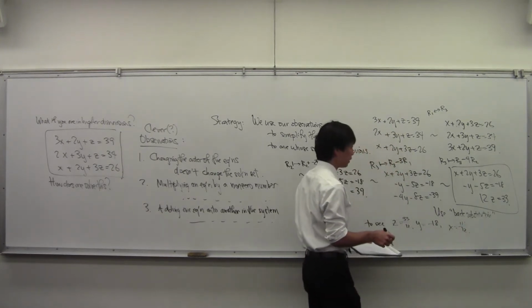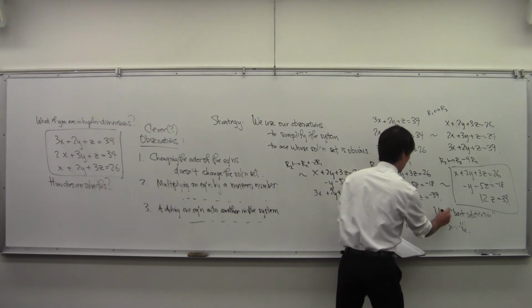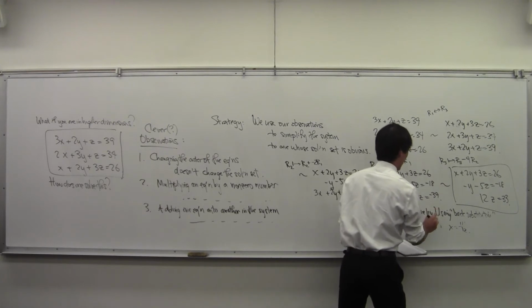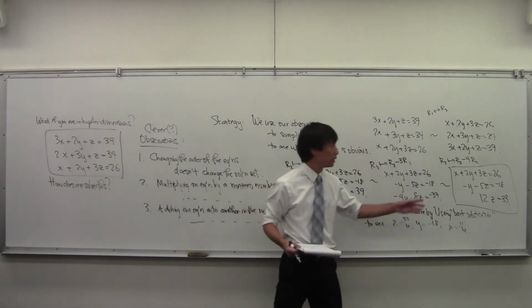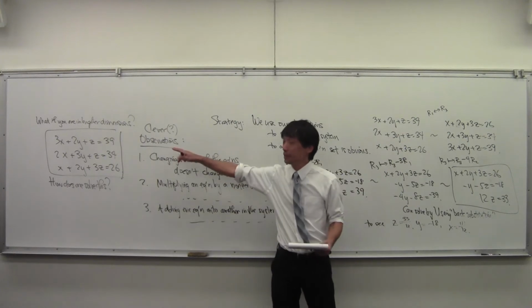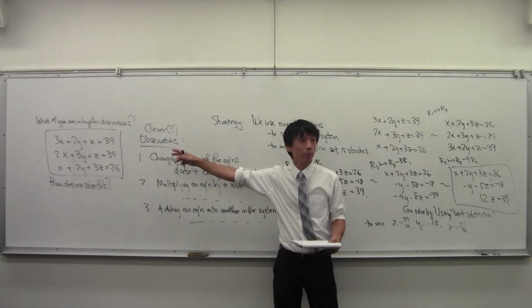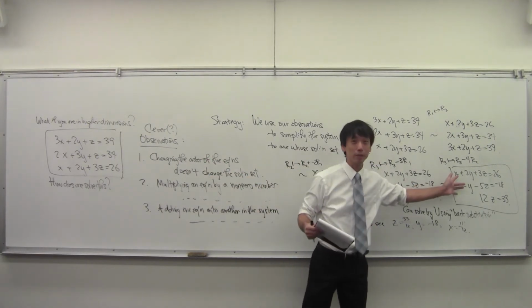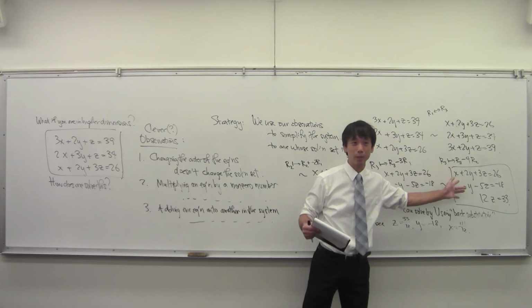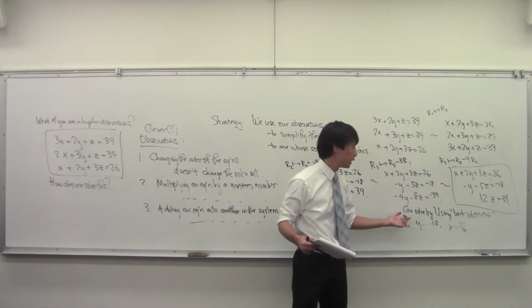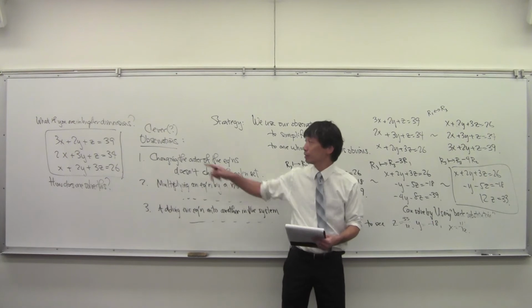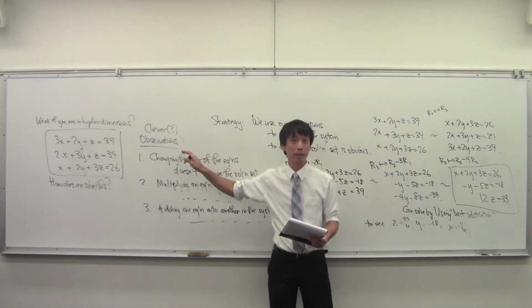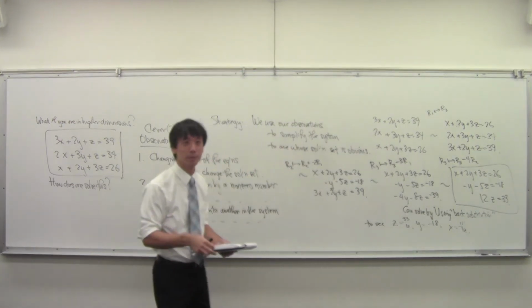So this system is easy to solve by using back substitution. The solution isn't obvious for the original system, but you use your observations to transform it into a system whose solution is obvious. I didn't change my solution set, so the solutions of this one are the solutions of that one. And so this point here is the solution set for that system.